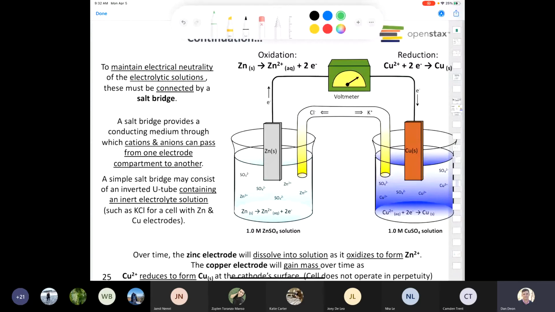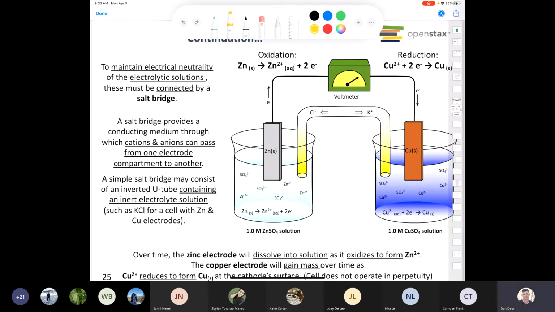A salt bridge is nothing more than just a U-tube made out of glass, and that's what this is right here. It's just a U-tube, not a YouTube like the channel or the website. It's filled with a solution of something like potassium chloride. We usually use an inert salt, and we invert that U-tube into the two beakers containing our solutions.